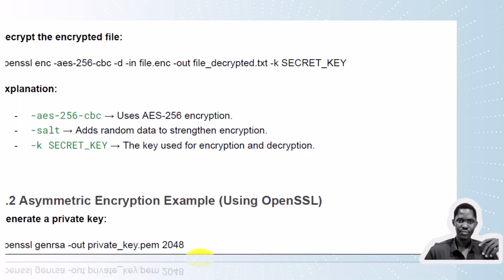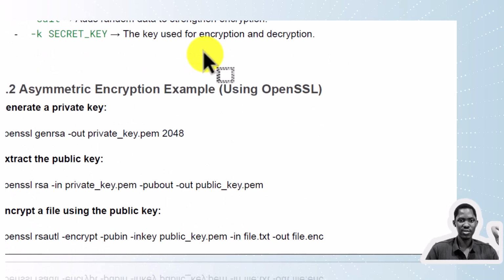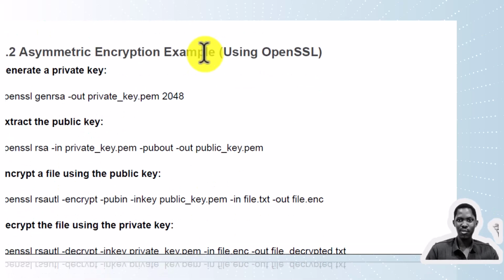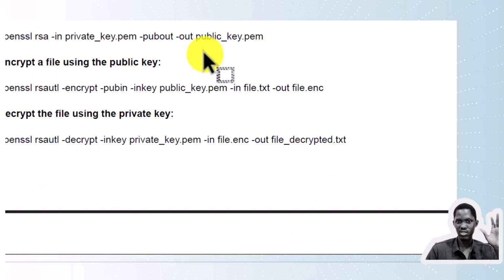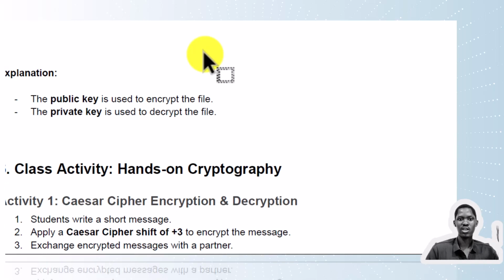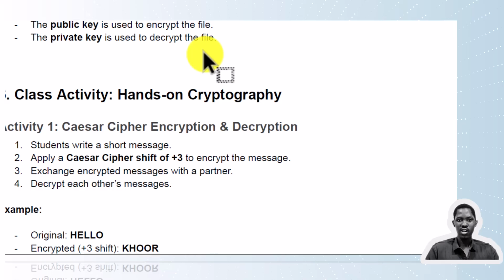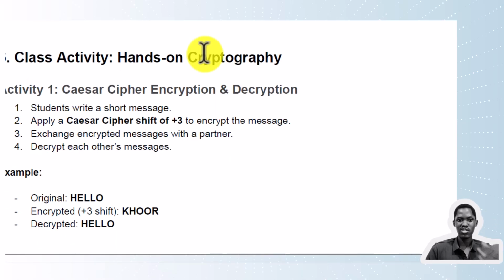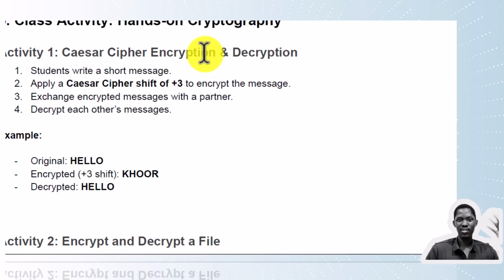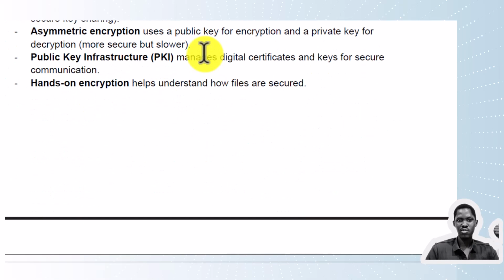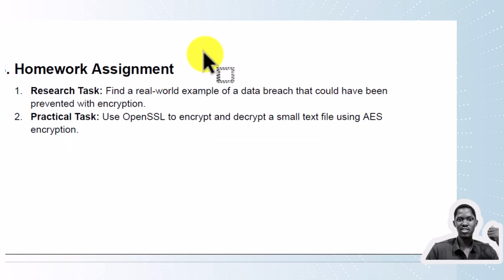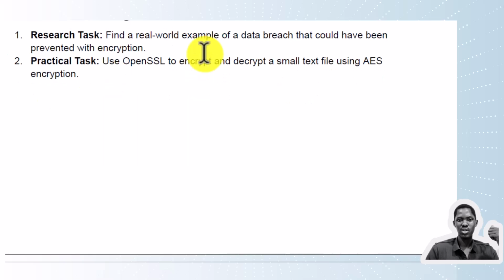Now, we have done both encryption and decryption. You can see the examples here. Please follow the code that we actually used in practicing, as this code is old and mostly outdated. So you can look at the class activity. Hands-on cryptography, you can do the class activities. Summary, you can look at the homework and assignment too.